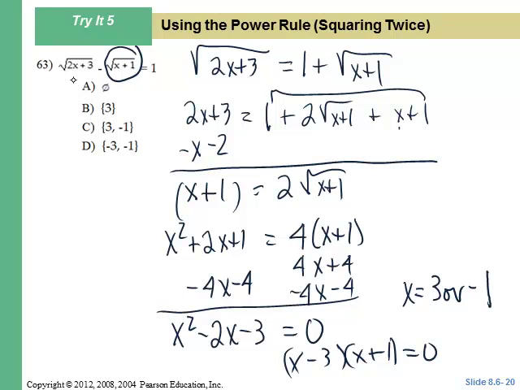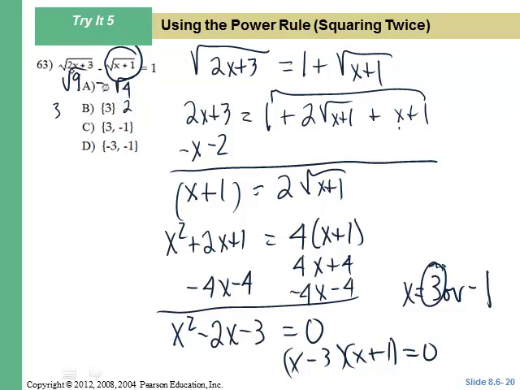Let's try 3 in here. 2 times 3 is 6. 6 and 3 makes 9, square root of 9. 3 plus 1 is 4, square root of 4. Square root of 9 is 3. Square root of 4 is 2. 3 minus 2 is 1. So 3 does check.